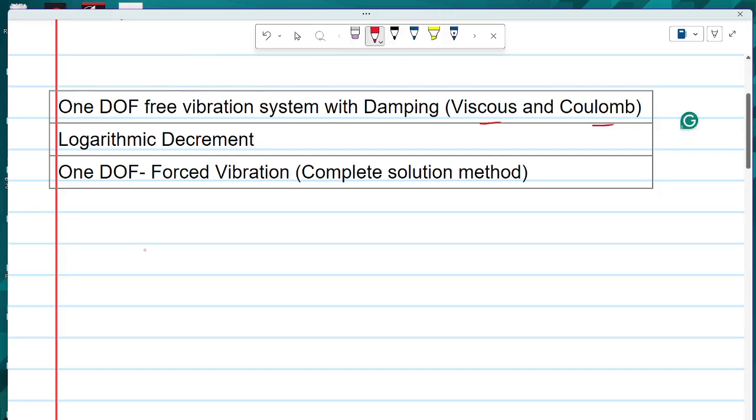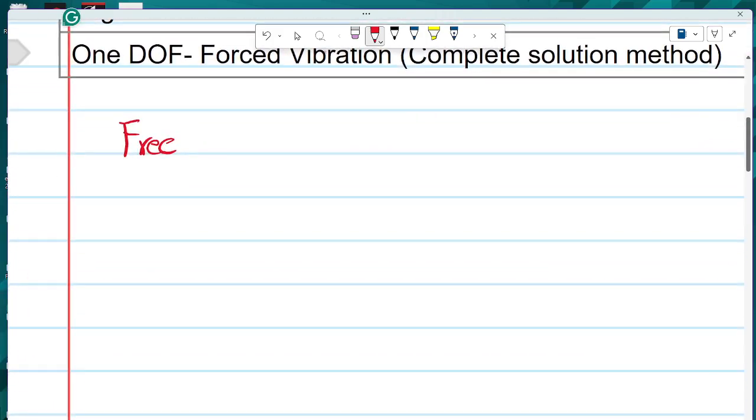And the third one, we will see 1 degree of freedom again, but forced vibration. So not a free vibration anymore, but a forced vibration. The method of deriving the equation of motion for that is called the complete solution method, and we will see later what it is. First of all, you should be aware of the difference between free vibration and forced vibration.